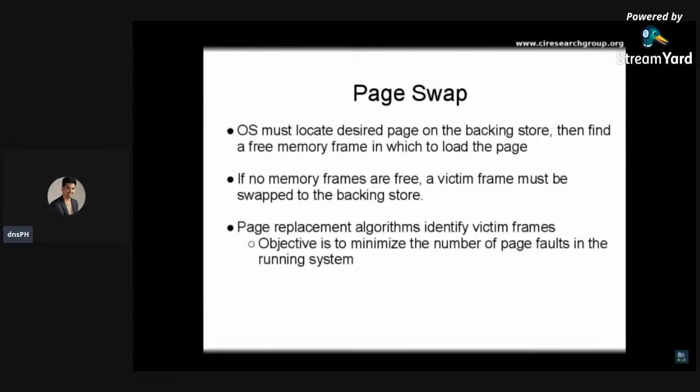Whenever a page fault occurs, the operating system must locate the desired page on the backing store. Then it must find a free frame in RAM into which the page can be loaded. If no memory frames are free, the operating system must select a victim frame to be swapped out to the backing store. The algorithm that is run to determine which frame will be the victim is called the page replacement algorithm. Page replacement algorithms ideally should minimize the total number of page faults in the running system in order to maximize system performance. Let's take a look at several classic page replacement algorithms.